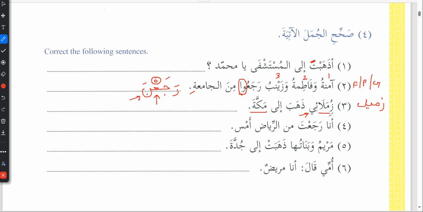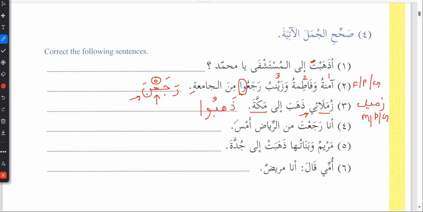Dhahaba. So are we going to use the verb for the single one? No. And we are not mukhatib to these people. So we will use male, plural, and ghayb. So what are we going to use? Dhahabu. Dhahabu ila Makkata.